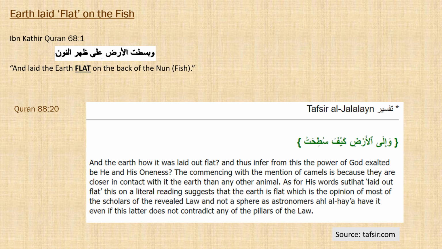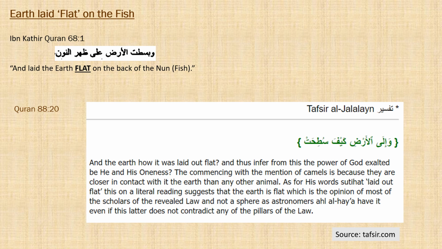In the aforementioned commentaries, it mentions how the earth was placed on a fish, and in the commentary by Ibn Kathir just shown, how the earth was placed flat on the noon. The earth being flat is also confirmed by other Quranic commentaries, for example, Tafsir Jalalain. The link is below.